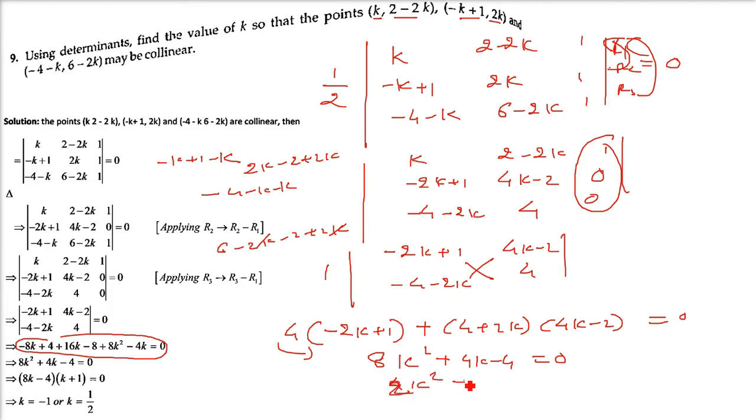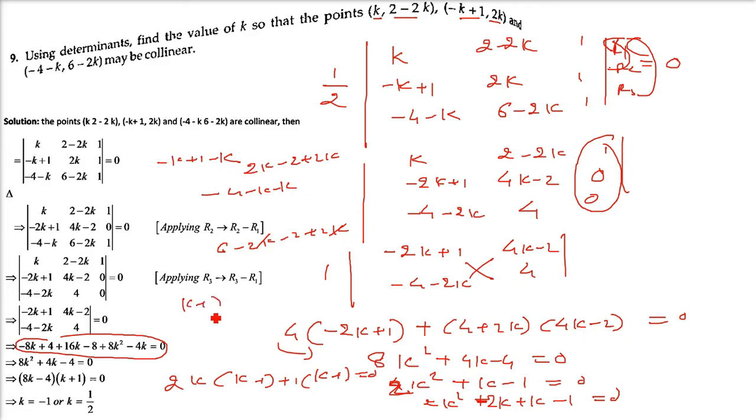Now just divide both sides by 2, or you can take 4 common. You will get 4(2k² + k - 1). So 2k² plus, you can split it like this, k - 2, so -2k + k. You can take 2k common, but there is a slight mistake, I am correcting it: it will be 2k - k. When you take common, it will be (2k - 1)(k + 1). So k will be -1, and k will be half. Okay, there is a slight correction there.